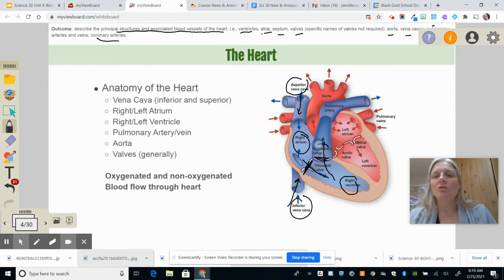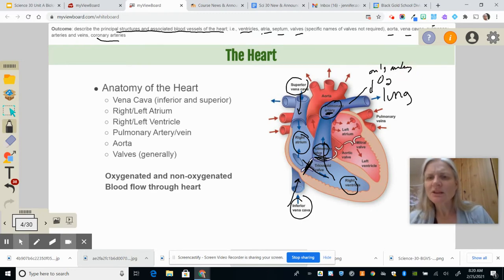And this is the pulmonary artery. Pulmonary because it's going to the lungs, right? And artery because it's moving away from the heart. So this is the only artery that contains low oxygen. The only artery. All the other arteries are high oxygen levels.